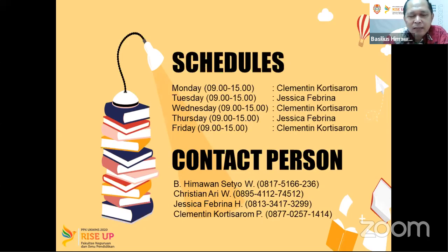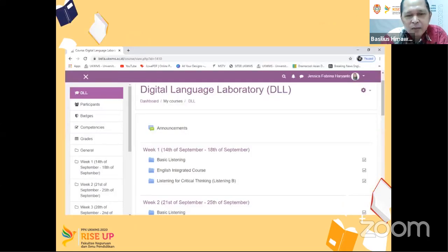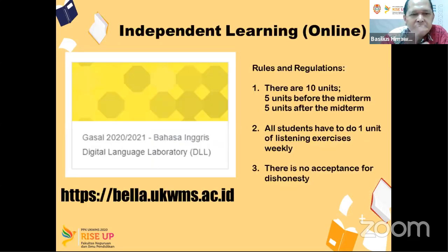About the activities, could you please go back to the previous one? So, rules and regulations: there are 10 units, 5 units before the midterm and 5 units after the midterm. And let me emphasize number 2. All students have to do 1 unit of listening exercises weekly. So we are against mathematics here. In mathematics, 3 times 1 equals 1 times 3, right? But here, we suggest or we require that you do it once a week.